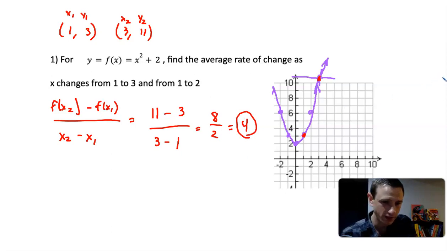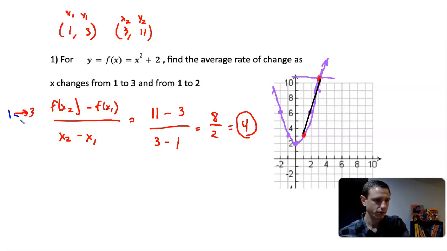So if I were to draw in the secant line, I'll make my best effort to draw in a line. Let's just kind of cheat here. I'll use that tool here. It's not too good, but you get a pretty good idea there. There's our secant line from when x is from 1 to 3.